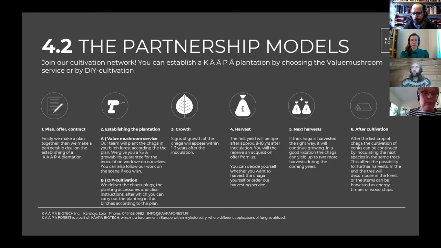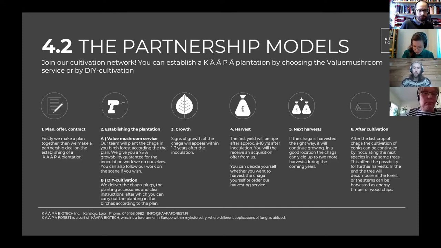Here's the partnership model explained in detail. So we make a plan together, look at the forests at hand, and then either choose our value mushroom service and have our team inoculate it, or you can inoculate it yourself. And after 1 to 3 years, you will see the signs of growth, and the first yield should be ready in about 8 to 10 years, as it looks now.